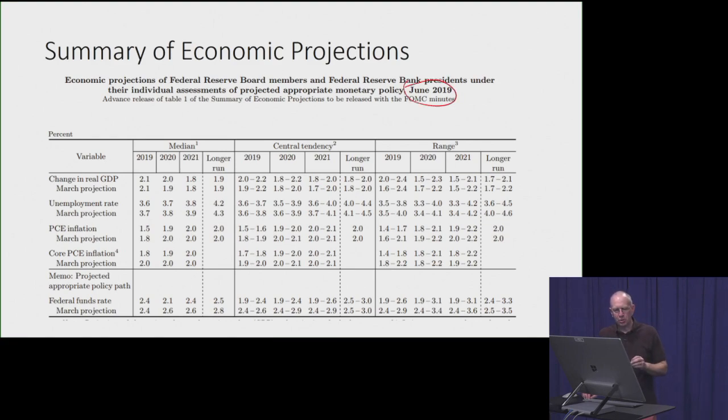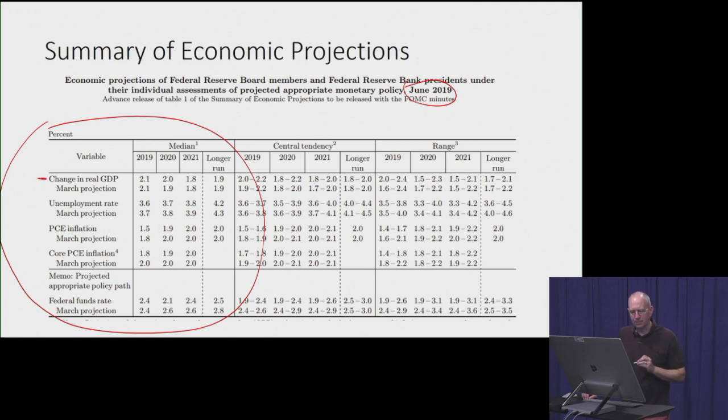2019. And so we'll just look at the first group of data here. So this is the median, in other words, the central tendency. So they look at the predicted path of real GDP growth, predicted unemployment rate, predicted overall inflation rate, predicted core inflation, in other words, excluding food and energy.